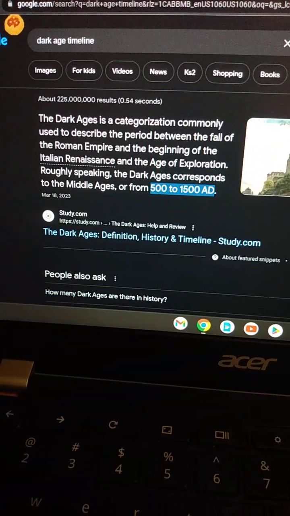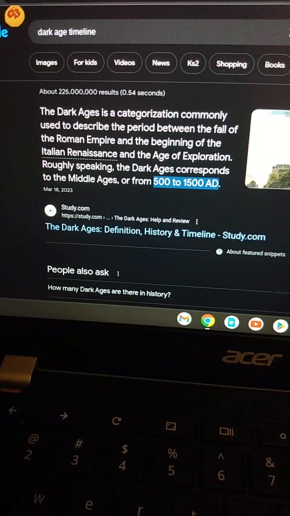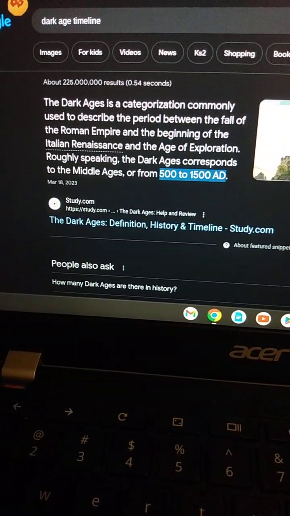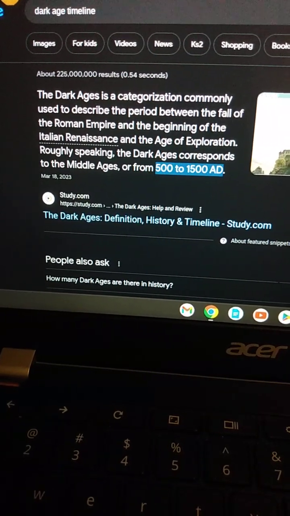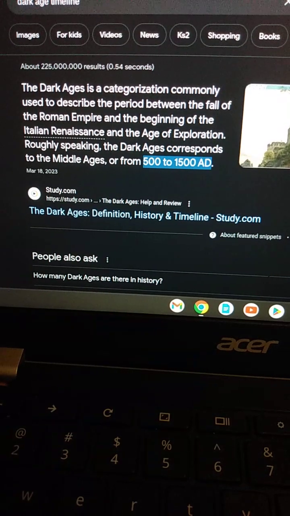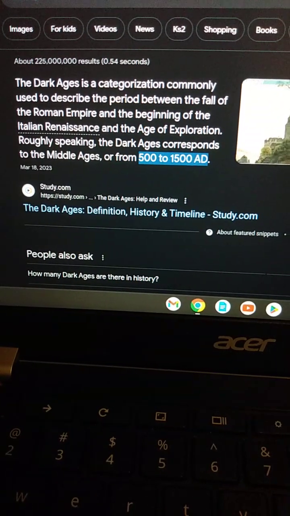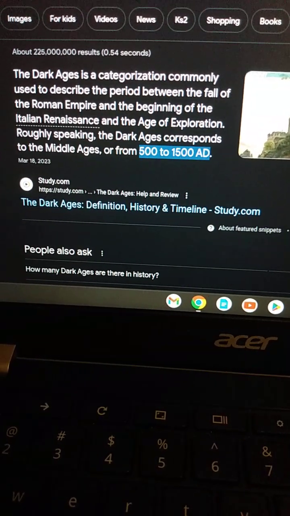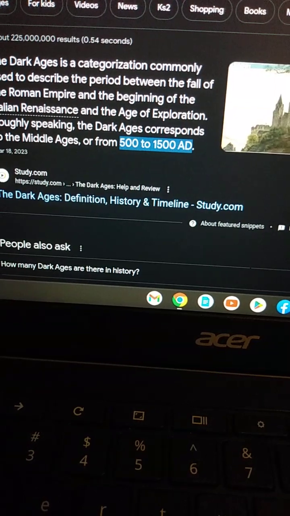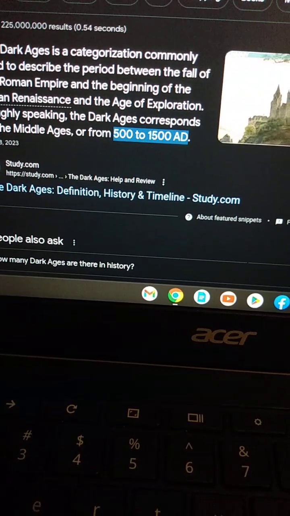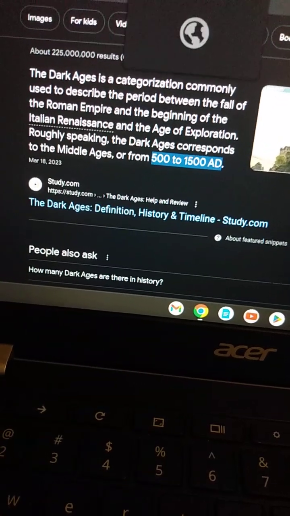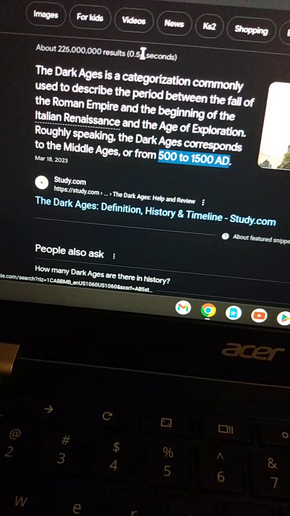So now I'm going to show you the Dark Age timeline. The Dark Ages is a categorization commonly used to describe the period between the fall of the Roman Empire, as I explained, and the beginning of the Italian Renaissance. And we was there in Italy with the Saraceni coat of arms. Google that. In the age of exploration, roughly speaking, the Dark Ages corresponds to the Middle Ages from 500 AD to 1500 AD. My studies are from 360 AD to the late 1400s, 1500 AD, but it's still 1,000 years. 500 to 1500 is 1,000 years. And that was during the time the Negroes ruled the Dark Ages.